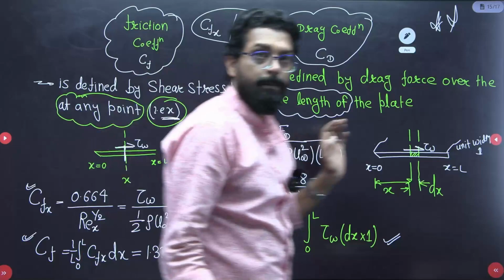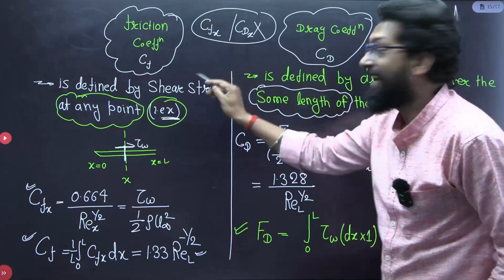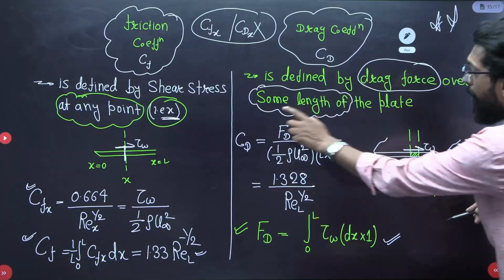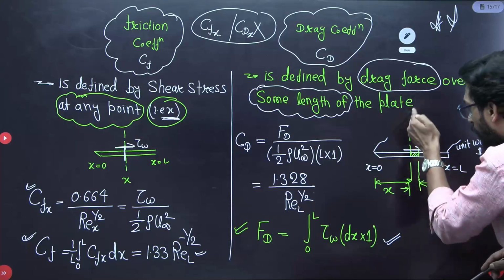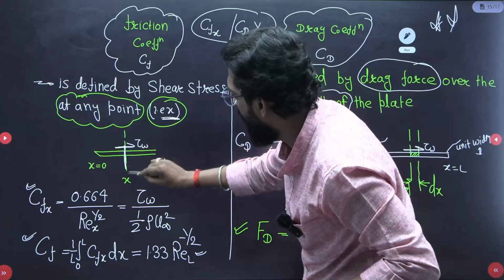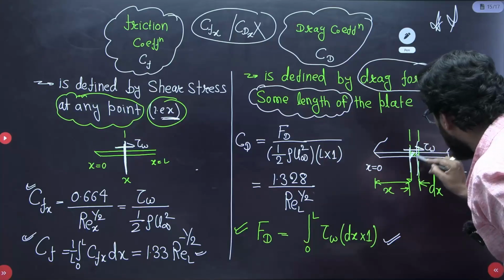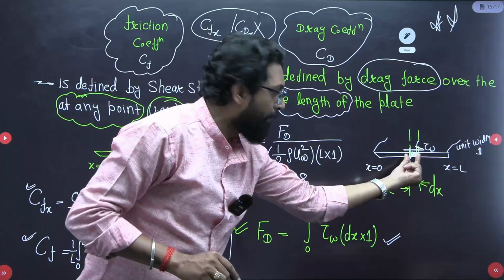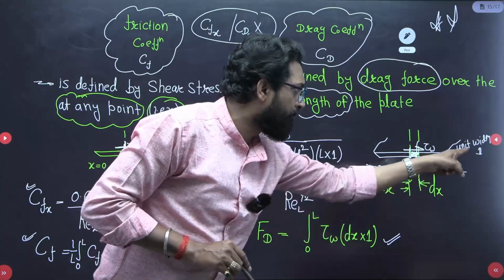Clear? But if you calculate the drag force, you need not be bothered about the shear stress. You are bothered about the drag force, and this drag force is over some length of the plate. It is not at a point. The first is at a point, at any location, but this is over some range of the plate. That means you must have knowledge about the dimension. So to find the sum, you have to select a differential element of the plate of length dx, and width is 1.